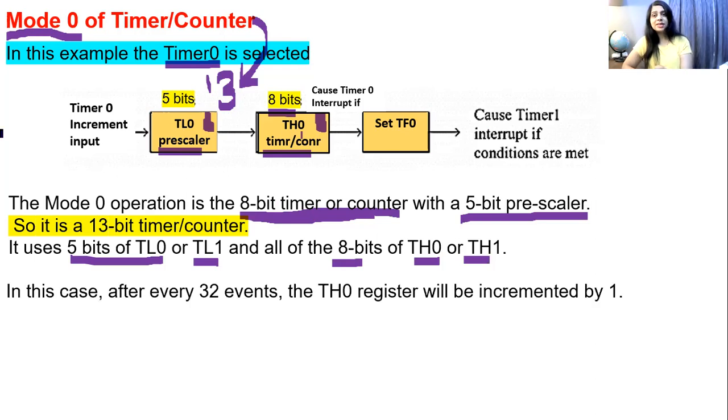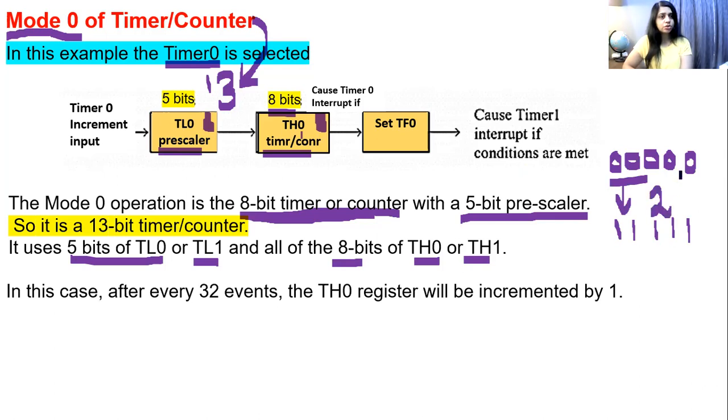Now, what does the prescaler do? It is a 5-bit prescaler. If we take 5 bits, from 00000 to 11111, how many combinations of zeros and ones are possible? 2 raised to 5 combinations are possible, from 00000 to 11111.